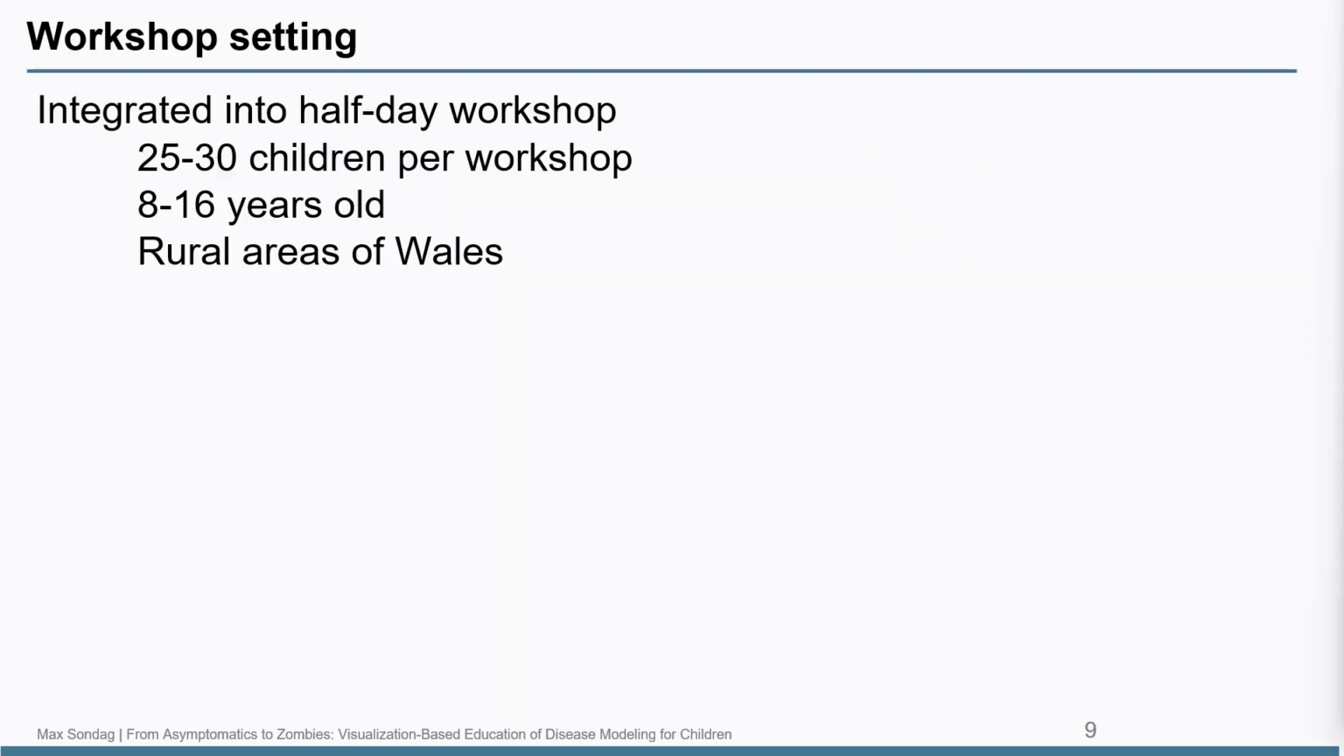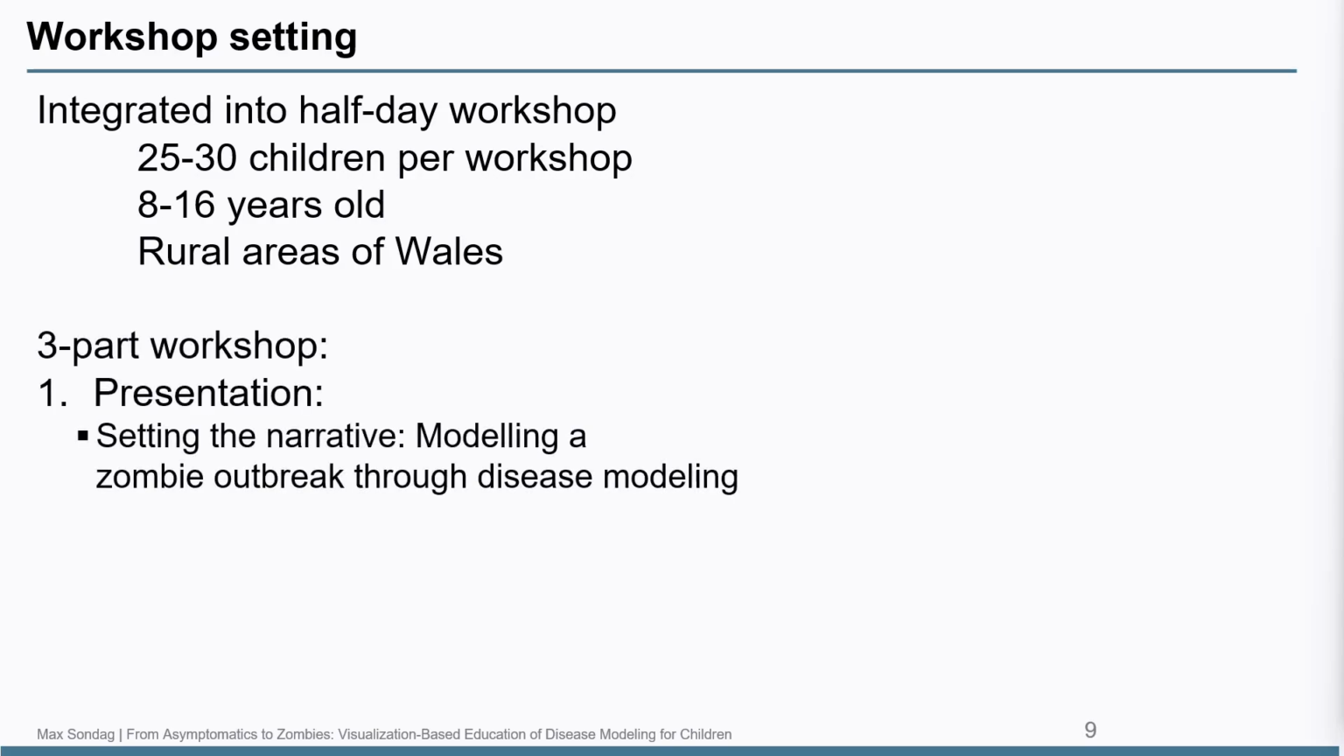We integrated this visualization into a half-day workshop. So the workshop has about 25 to 30 children per workshop. The children are between 8 and 16 years old and is given in rural area of Wales. So far they've given about 50 of these workshops, reaching about 1,200 people, and it's still ongoing, so there's about 100 more children reached every month. The workshop consists of 3 parts.